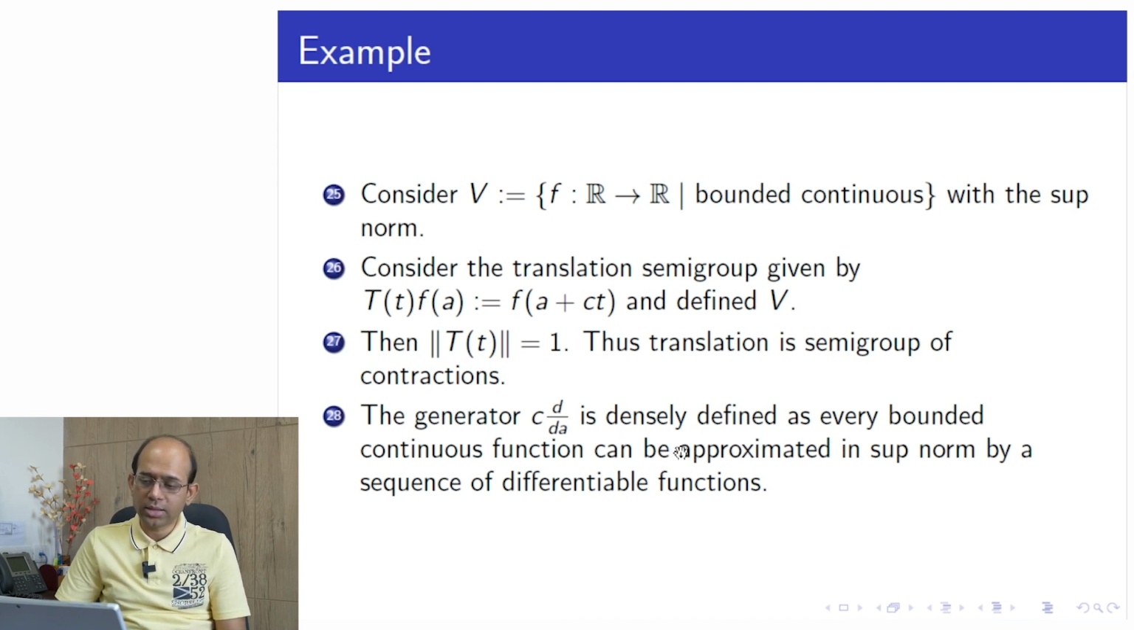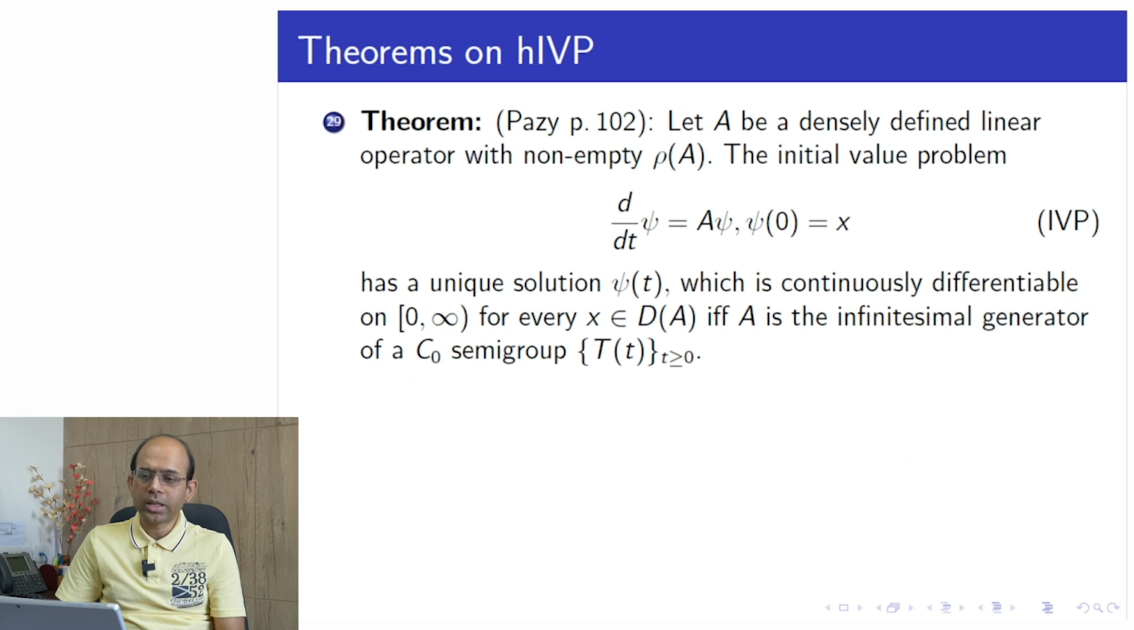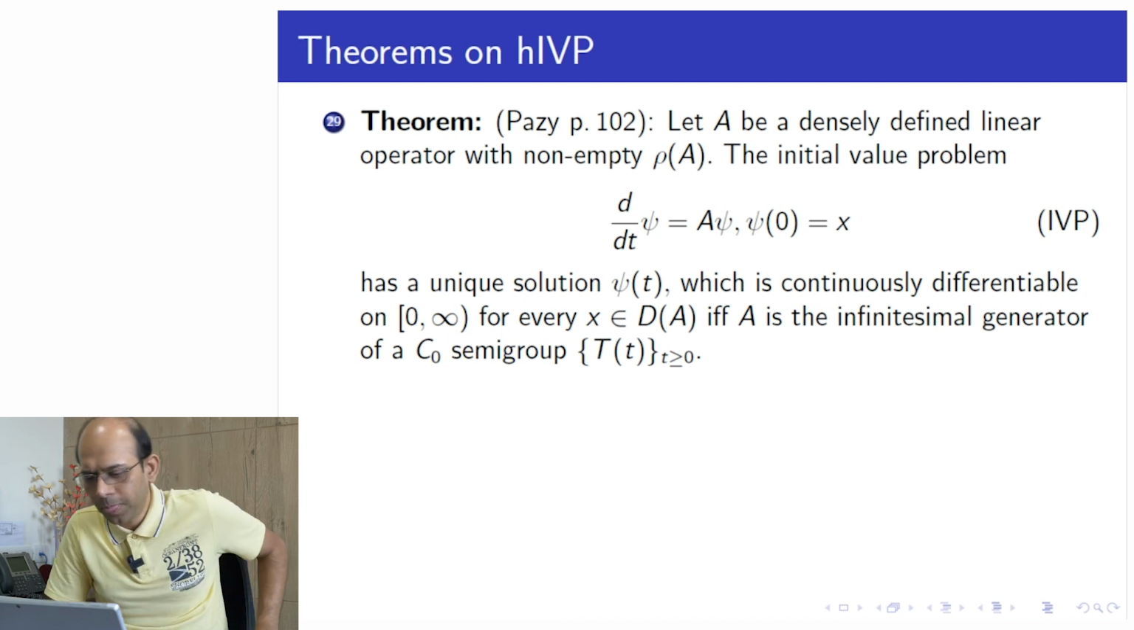So that is the comment here: for this particular example, this is the way we understand that the operators need not be defined everywhere, but are densely defined. So this justifies the conditions we are talking about here, and the concerns we are keeping in mind, the relevance of those. Okay, next we come to theorems on the homogeneous initial value problem.